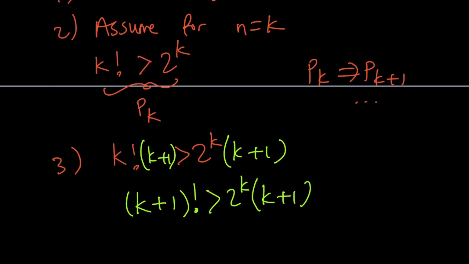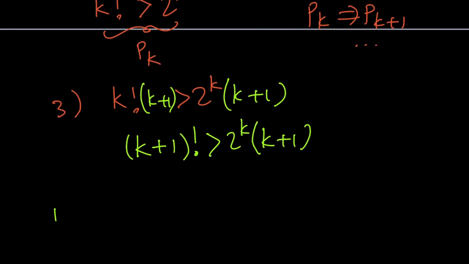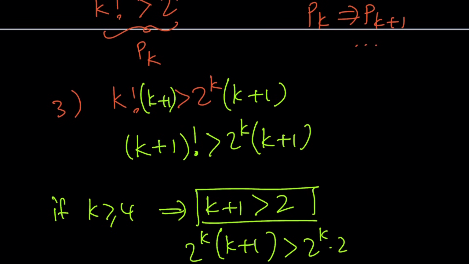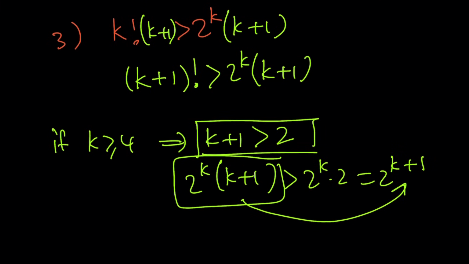But if you take a look at it carefully, you're going to notice that if k is greater than or equal to 4, then k plus 1 is going to be greater than 2, right? So we can basically show the following. We can take this and multiply both sides of this by 2 to the power k. So it's going to be 2 to the power k times k plus 1 is greater than 2 to the power k times 2, which is 2 to the power k plus 1. This just shows that this expression here is greater than 2 to the power k plus 1, and that is exactly what we have here.